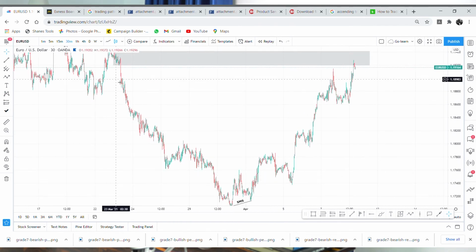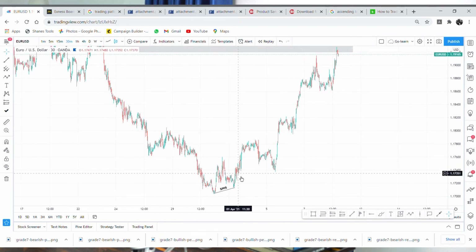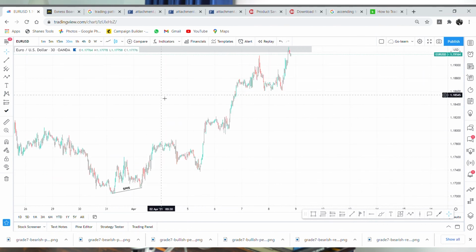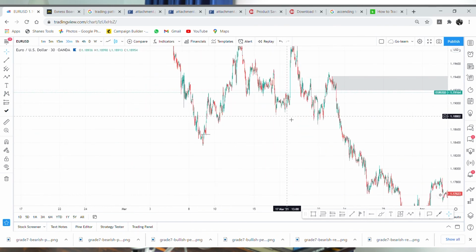You can see it visibly. This is how the trend changed from a bearish market to a bullish market.